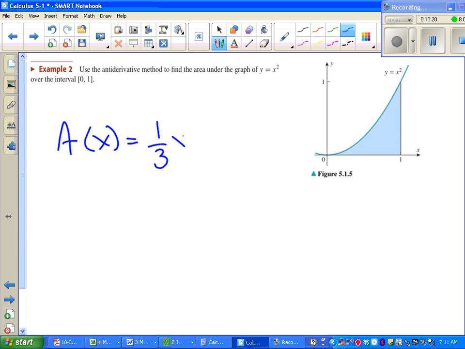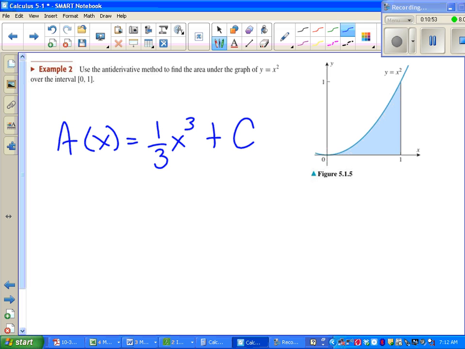If you came up with 1/3 x cubed, that's almost perfect. The reason I say almost perfect is, yes, the derivative of this is x squared, but so is the derivative of this, and so is the derivative of this, and this, and so on. So we really need to figure out what number to put there. So for now, we'll call it c.